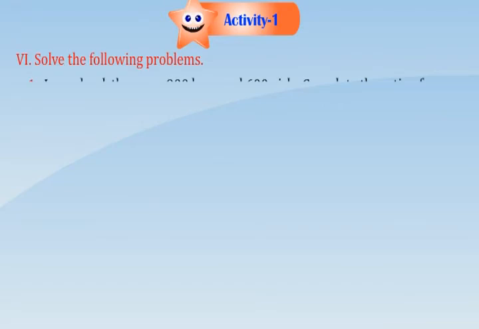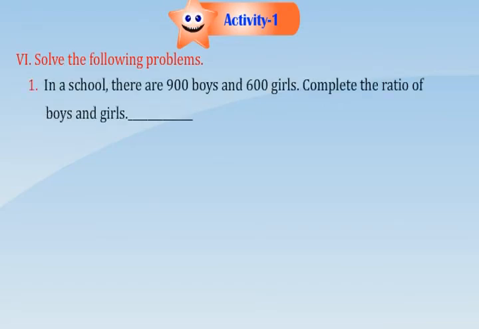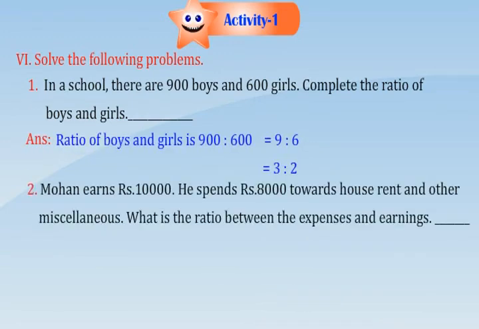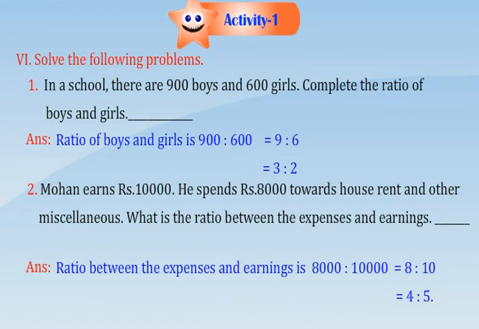Solve the following problems. In a school, there are 900 boys and 600 girls. Complete the ratio of boys and girls. Mohan earns rupees 10,000. He spends rupees 8,000 towards house rent and other miscellaneous. What is the ratio between the expenses and earnings?